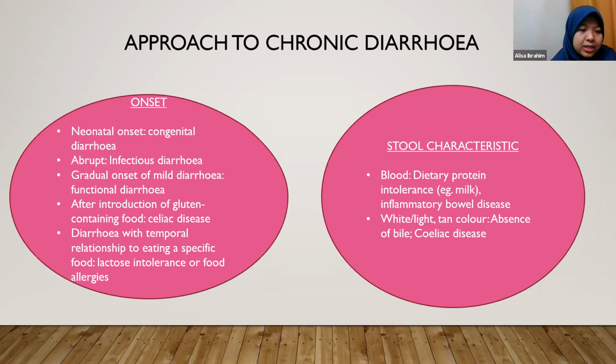For celiac disease, the diarrhea occurs after introduction of gluten-containing food, such as wheat and rye. Diarrhea with a temporal relationship to eating food usually occurs due to lactose intolerance. For stool characteristics, if there is bloody diarrhea, it occurs due to dietary protein intolerance or inflammatory bowel disease. And if the stool is tan colored, it usually occurs due to celiac disease, due to absence of the bile.